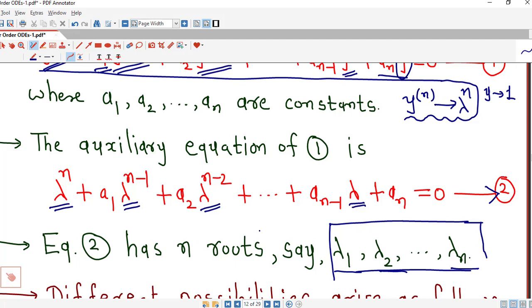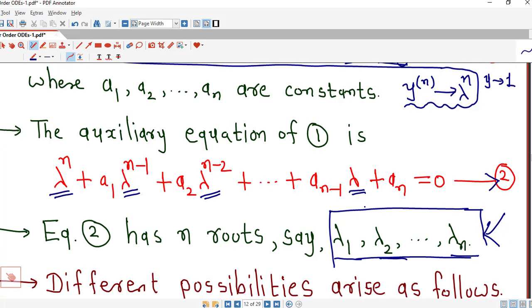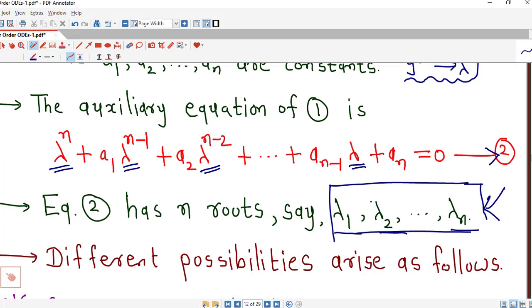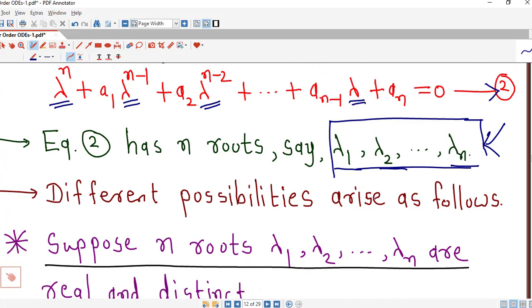Here we are considering 3 or 4 possibilities, but there are not only 3 or 4 possibilities. Depending upon the order and the nature of the roots of the auxiliary equation, there will be different possibilities, and that will vary from equation to equation. But for understanding, we are considering several possibilities in this lecture.